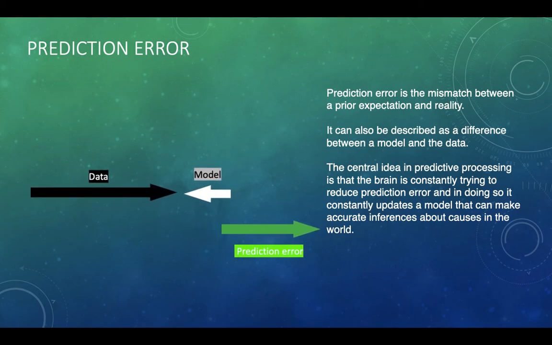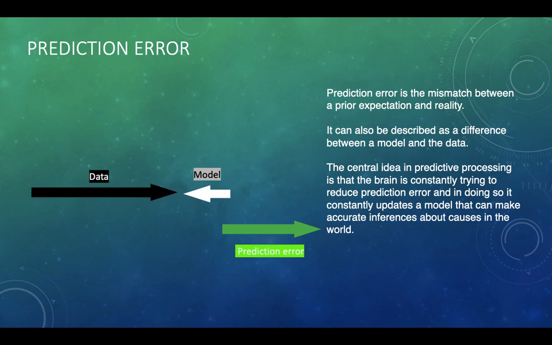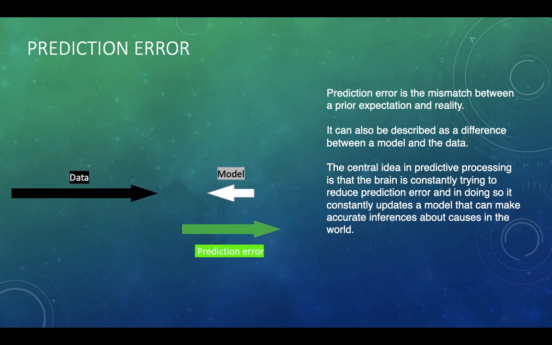Okay, so I'm going to leave it there for now. In the next video I'm going to talk about how this prediction error can be used in what's called the perceptual hierarchy, and have a look at how this might work on a more concrete neuroscience level.